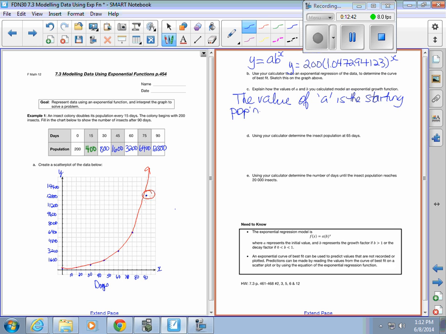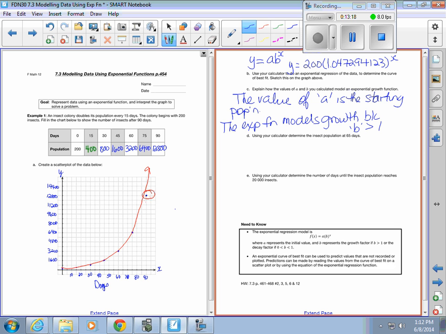Well, we know it's a growth because our b value is greater than 1. If our b value was a fraction or a decimal value less than 1, then we know it's going to be a decay. So the exponential function models growth because b is greater than 1. So if b had been a fraction less than 1, or a decimal less than 1, or any value less than 1, then it would be a decay.